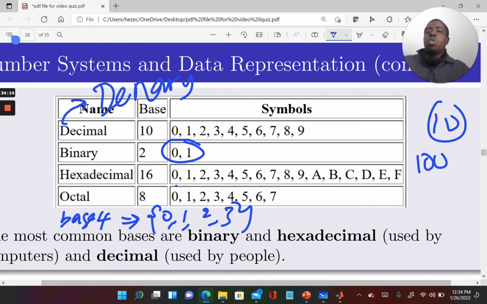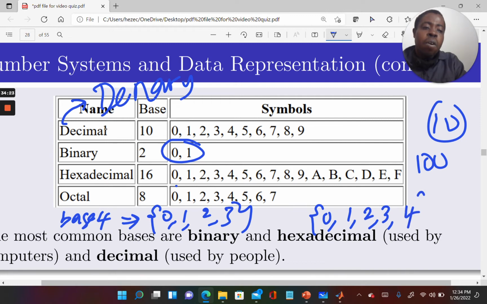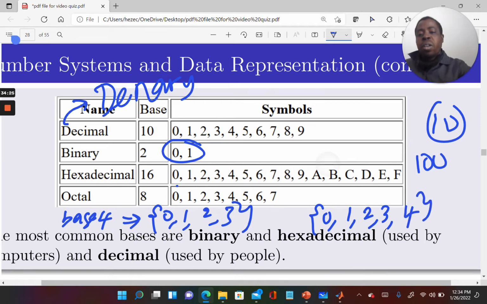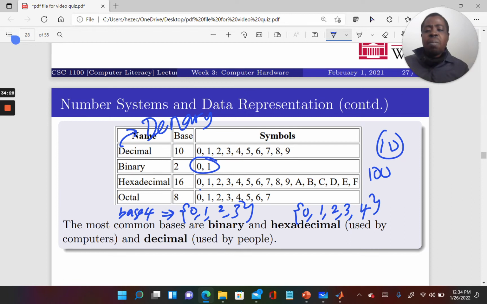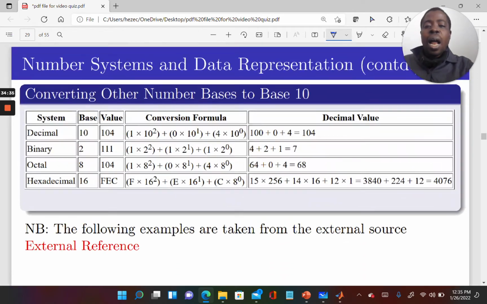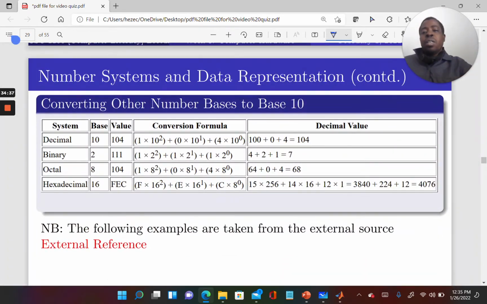So suppose you are making up a number base called base 5, it has to consist of 0 to 4, excluding 5. But binary and hexadecimal are used by computers primarily. And if you remember from high school or middle school, this number 104 here is a denary number, base 10.